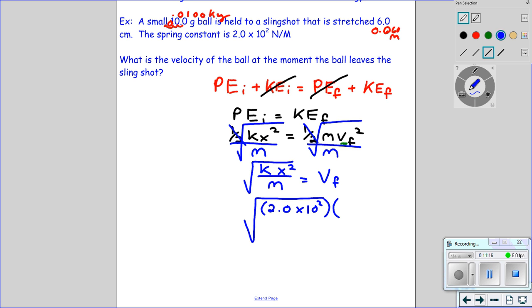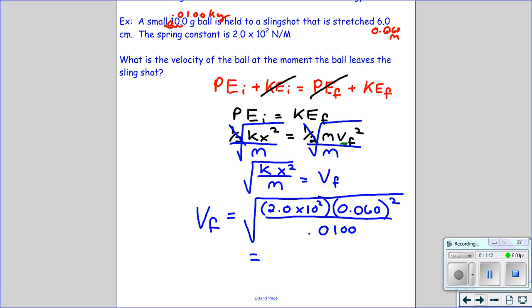The amount the slingshot was stretched was 0.060 meters. And I want to make sure I square that. Divided by the mass of the ball, which is going to be 0.0100. All under the root. That's going to be the final velocity.